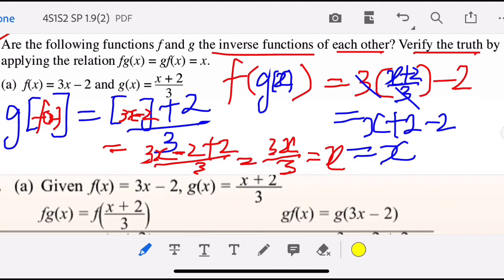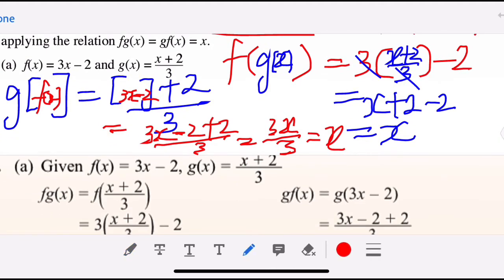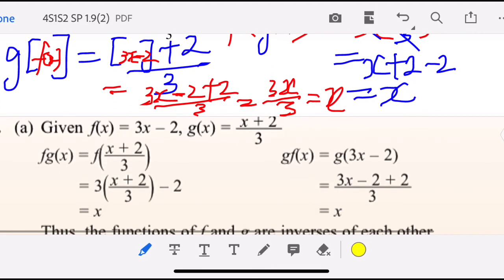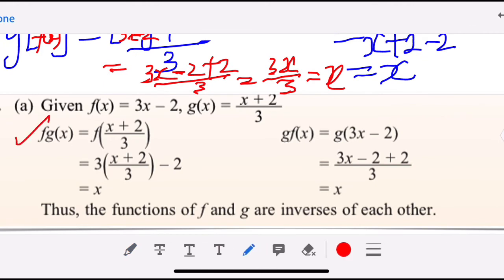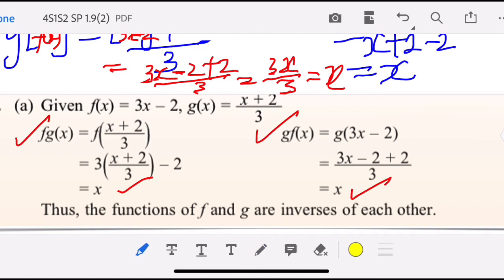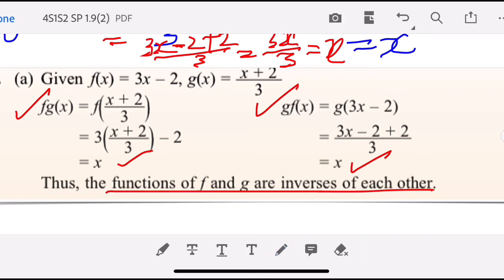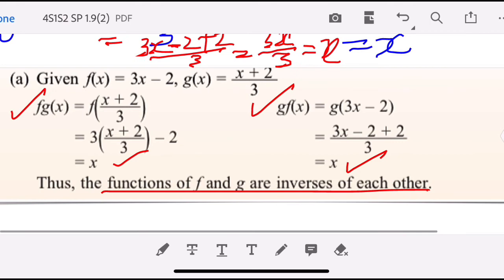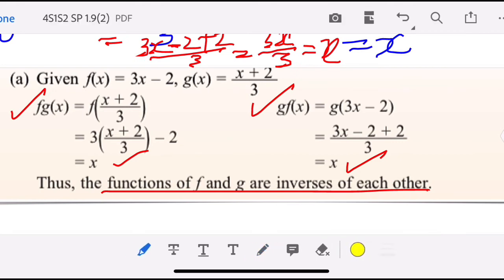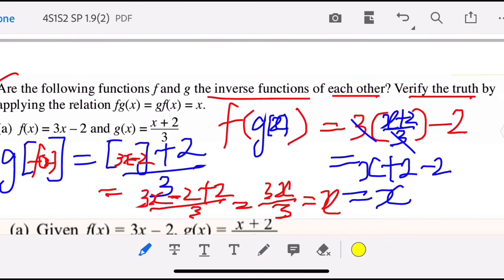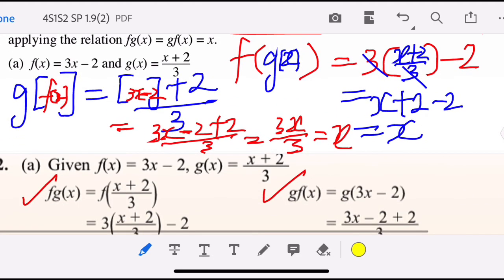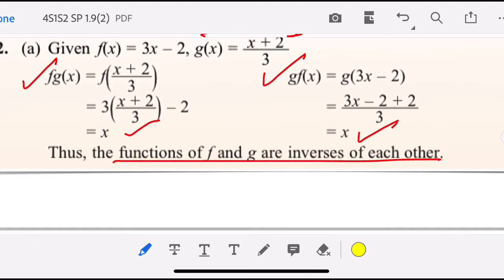So finally, we found out f(g(x)) and g(f(x)) both give x, and the functions f and g are inverses of each other because they produce x, which is the object. So that is how you verify the truth by applying the relation f(g(x)) and g(f(x)) equal to x.